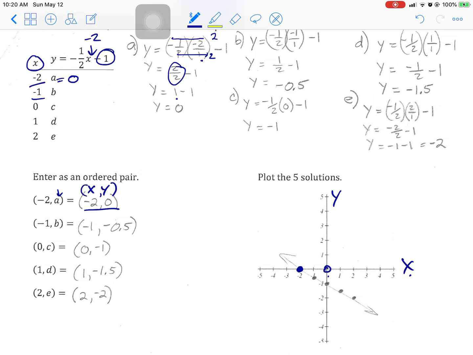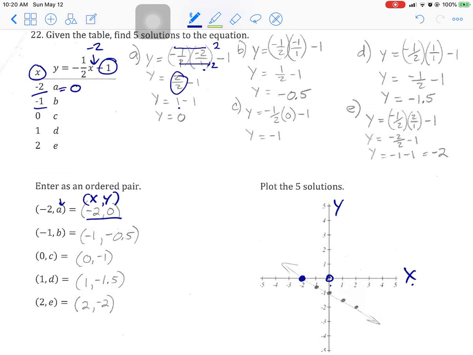The next one, you put a negative 1 in for x. So a negative 1 over 1. So negative 1 times negative 1 is a positive 1. 2 times 1 is a positive 2. So all this right here turns into this. Subtract 1, put it in your calculator. That gives you a half.